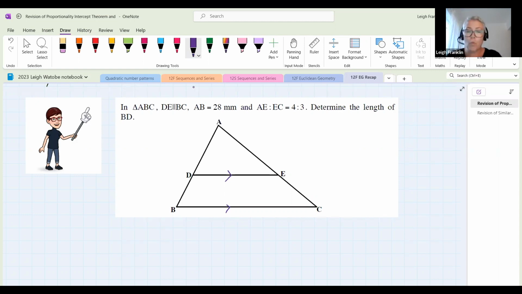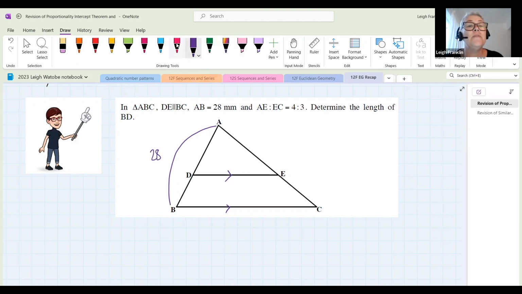Okay, what I'm not saying is that the length of AB is the same as the length of AC. They are not the same length, but they are in the same proportion. So what do they tell us? First of all, they tell us that AB is 28 millimeters long. So let's put that on our diagram as well.